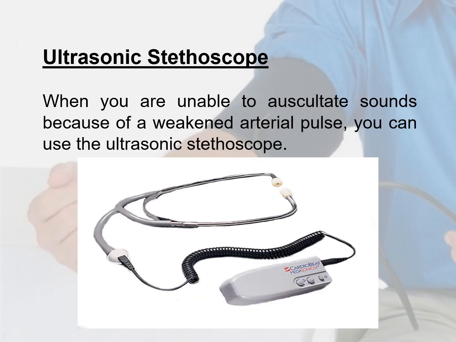When you are unable to auscultate sound because of a weakened arterial pulse, you can use an ultrasonic stethoscope. This stethoscope allows you to hear a low-frequency systolic sound. You frequently use this device when measuring the BP of infants and children and low BP in adults. There are actually a lot of variations of the ultrasonic stethoscope. This is just one picture of them.